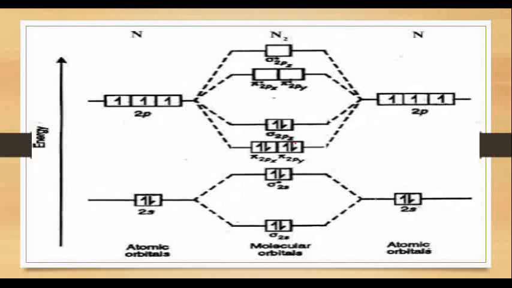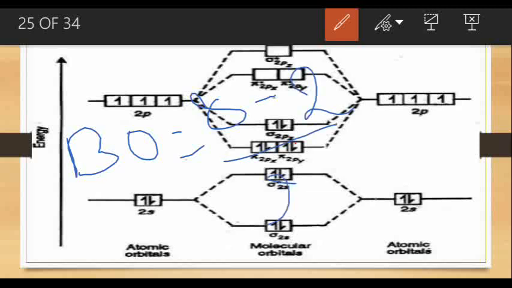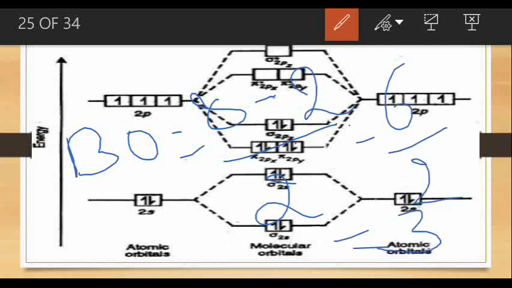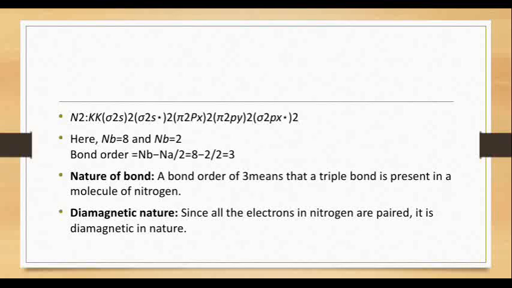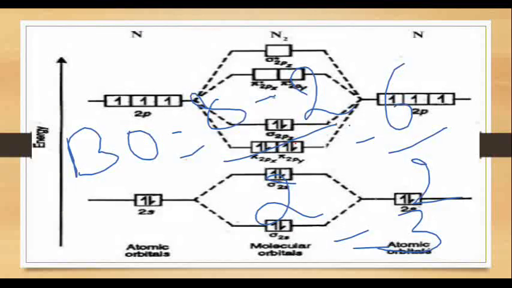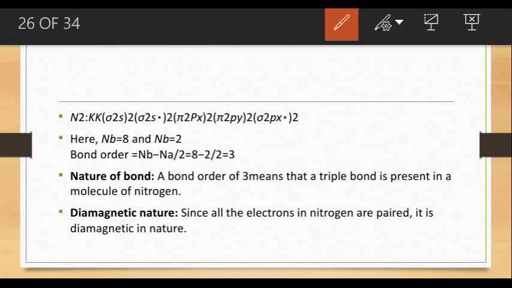What will the bond order be? Bond order equals the number of electrons in bonding, 1 2 3 4 5 6 7 8, that is 8, minus the 2 electrons in antibonding, divided by 2. That is 6 by 2, which equals 3. The electronic configuration will be sigma 2s2, sigma star 2s2, pi 2px2, pi 2py2, sigma 2pz2. Understand, the sigma star one will not be there.